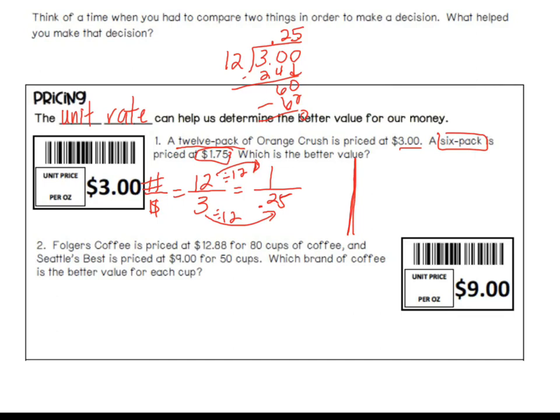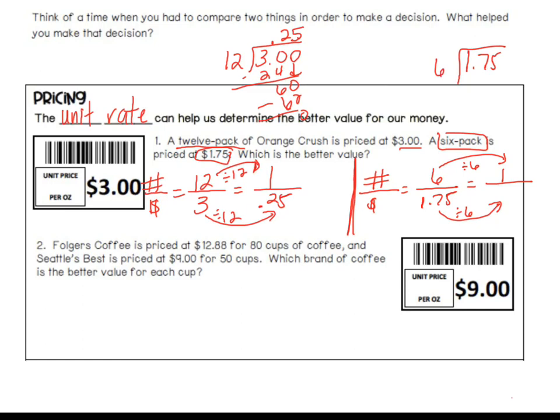So now we're going to compare that to how much it would cost with the 6-pack. So I'm going to set my proportion up exactly the same: the number of cans of soda to the cost. There are 6 cans for $1.75. I need to know how much it's going to cost me for 1 can. So again, I'm going to be dividing by 6. So let me take the $1.75, come up here, and I'm going to divide by 6.